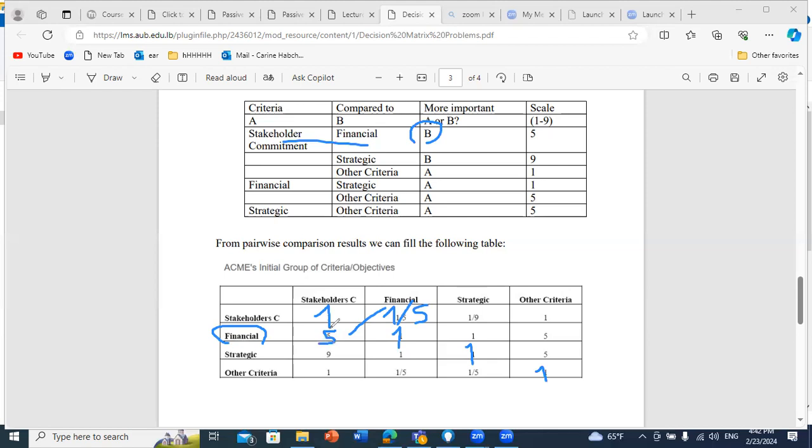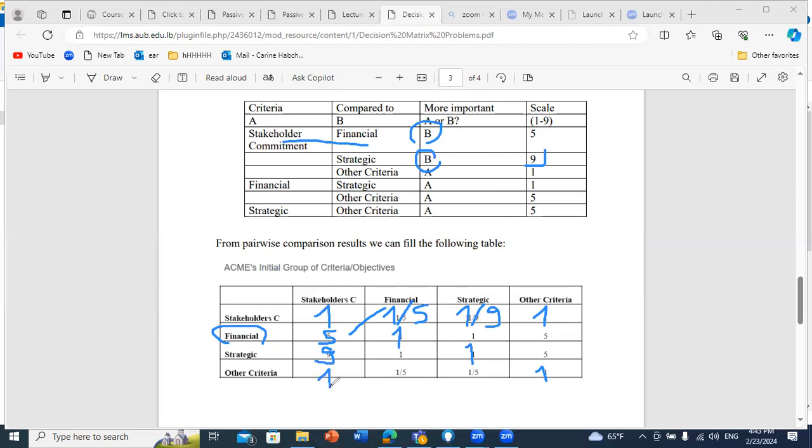If this is 1/5, this will be 5. And now, when I compare stakeholder to strategic, B is more important. So I don't take the grade as it is. I take 1/9. So I put 1/9. And then I can deduce that here, the grade is the inverse. The grade is 9. And finally, stakeholder versus other. It's same importance. So I put here 1. And then, of course, this one will be 1/1, which is 1.